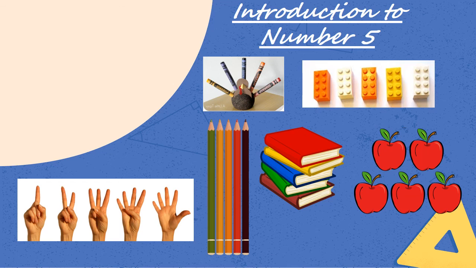And similarly, let's count the second hand. 1, 2, 3, 4 and 5. 5 fingers in the other hand. So now we have 2 hands with 5 fingers in one hand, 5 fingers in the other hand. Is it not interesting, children?